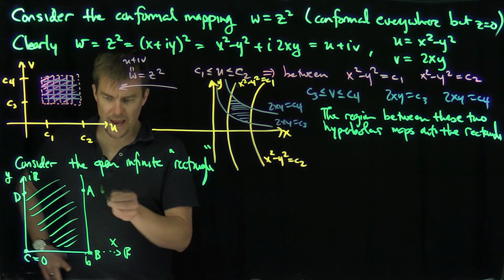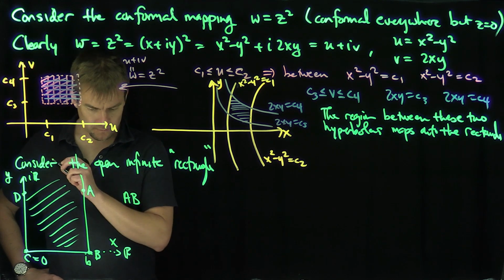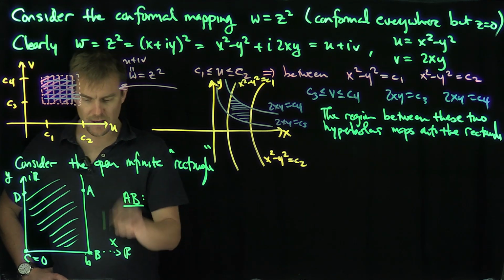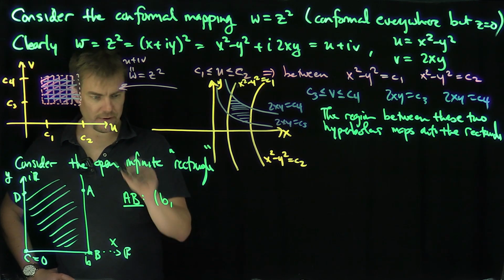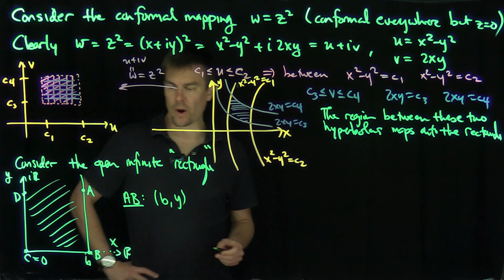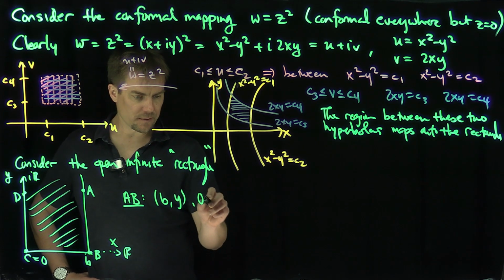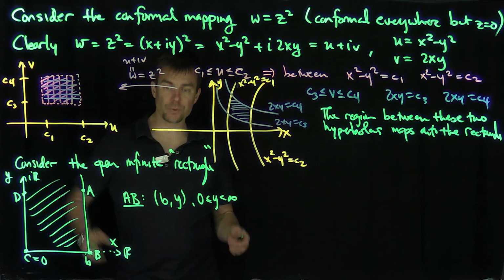Okay, well, between A and B, let's parameterize this curve. Going from A to B, I'm really saying that x is equal to b, and y is allowed to vary, right? So let's just let y be equal to y. So that's what that curve looks like. So y goes between, let's say, 0 and infinity, right? 0 less than or equal to y less than infinity, right? Good, so that's what the curve AB does.